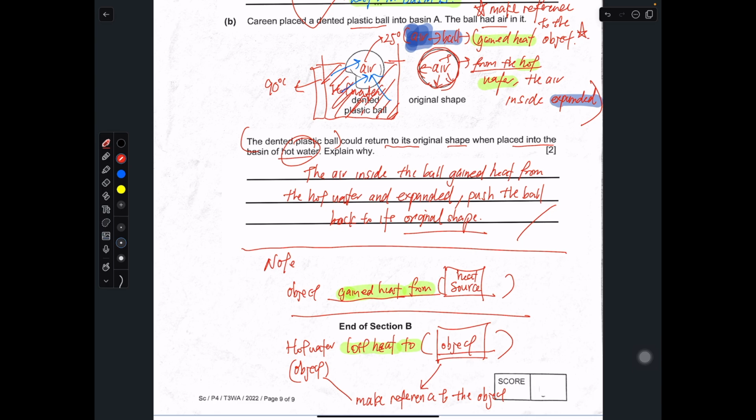Last but not least, I'll just highlight the most important words in this question. The air inside the ball. I'll highlight the object first. Gain heat, the air inside the ball versus hot water. So gain heat from, expanded.